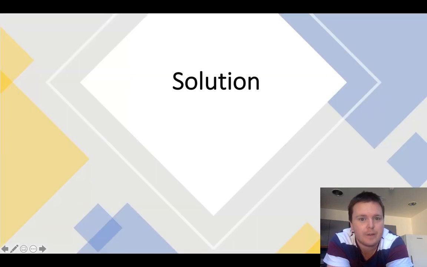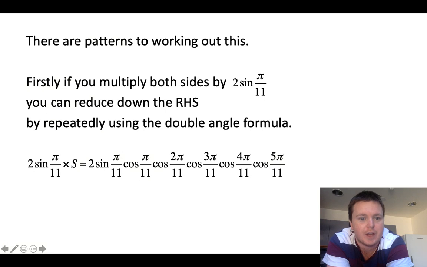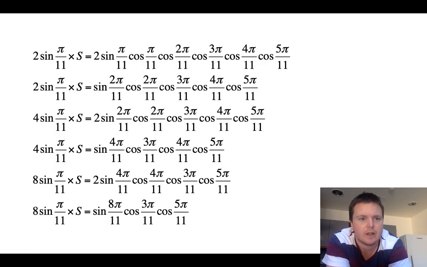Hopefully you've had a go at that. Okay, the first thing is, if we take the expression, the thing that we're trying to find the value of, and multiply it by 2 sine pi over 11, then we can use the double angle formula repeatedly because we're introducing the sine cosine factor that the double angle formula has. So if we do that, it looks like an absolute mess, but when we do it once, we get this factor here, which we can turn into sine 2 pi over 11.